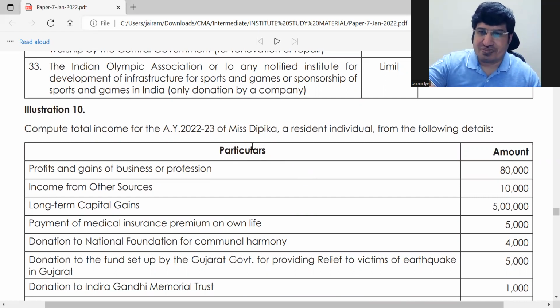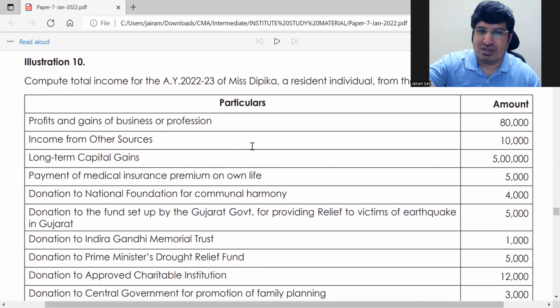Okay, so here, Miss Deepika is a resident individual. Anyway, we have seen that you don't have to see anything here. Any person is okay. Now let's go here, we'll see the problem.